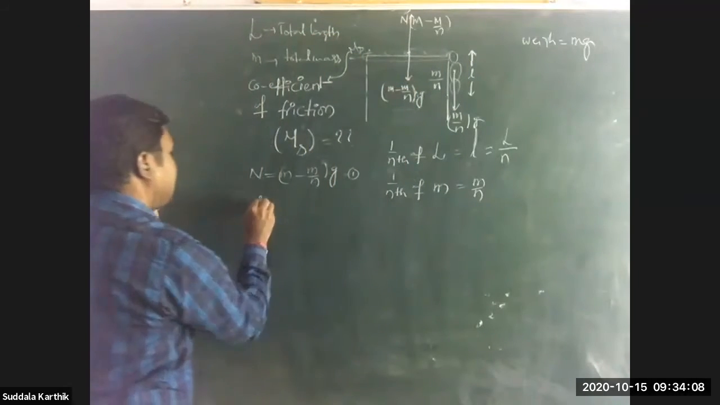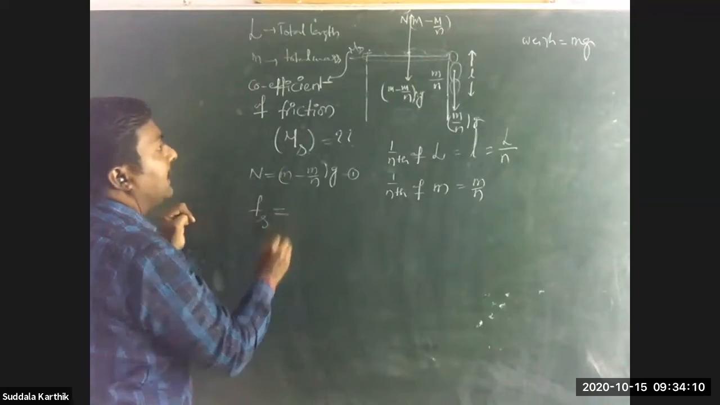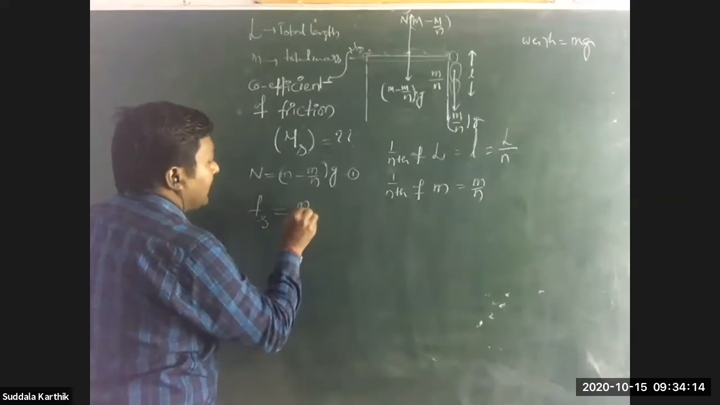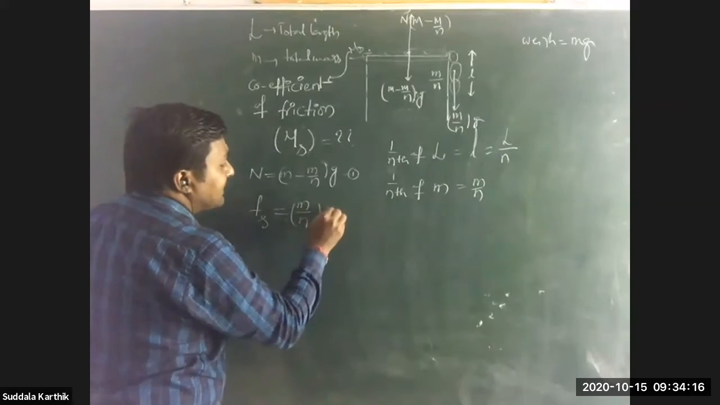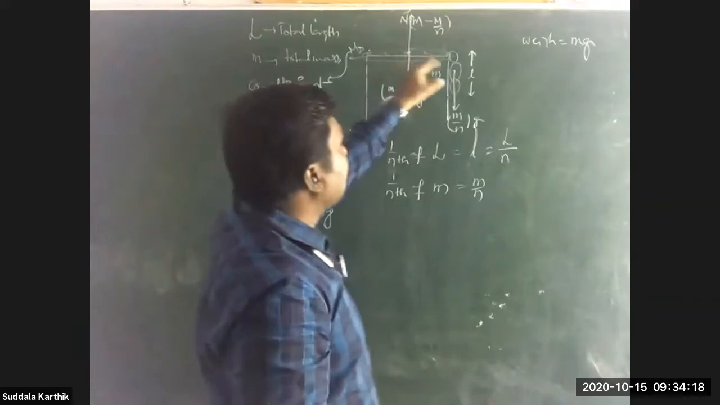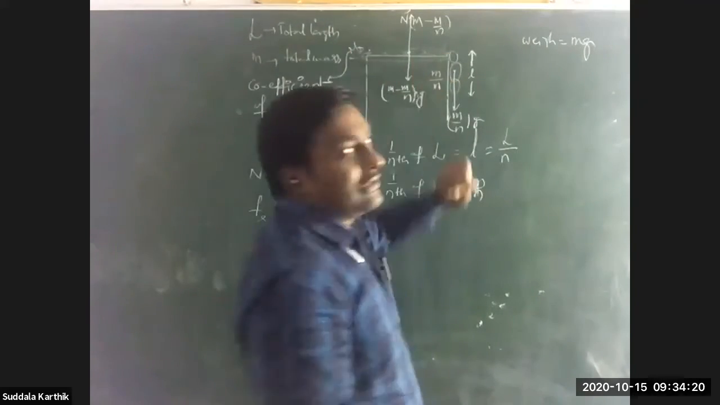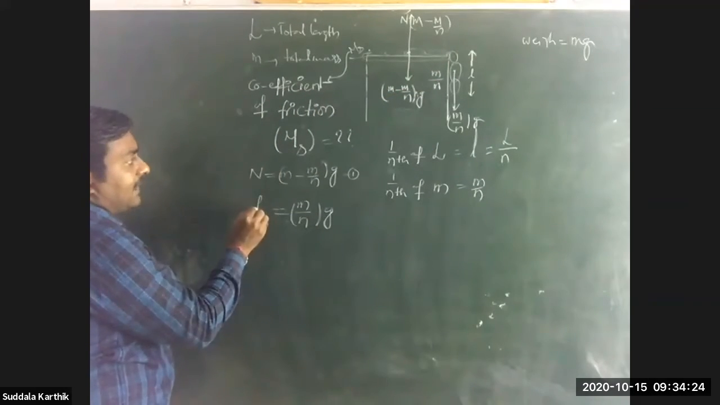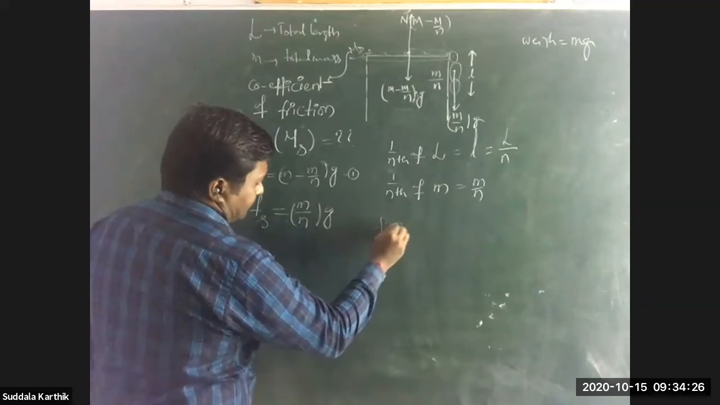Friction force Fs was balanced by the weight of this part, Nana. That is (m/n)g. Experimentally, the weight of this part must be equal to the weight of the hanged part. So Fs is what, Nana?